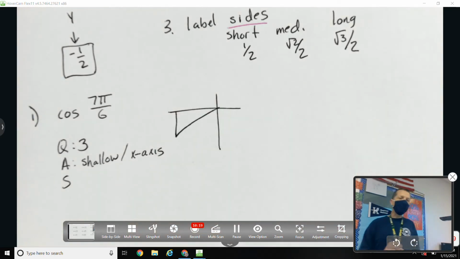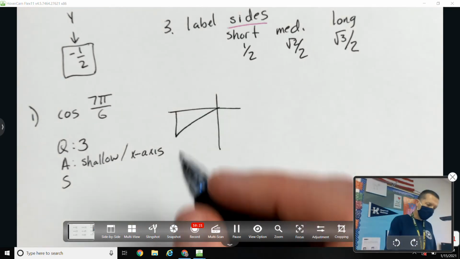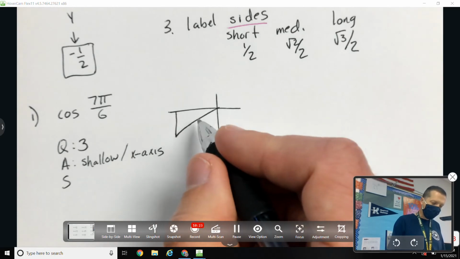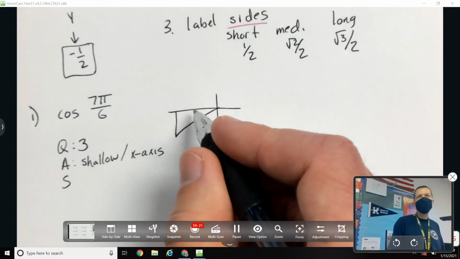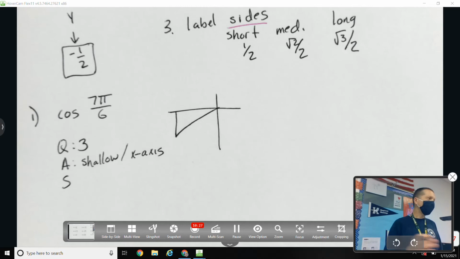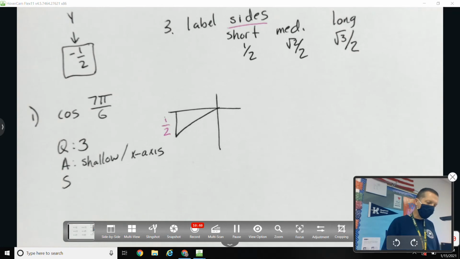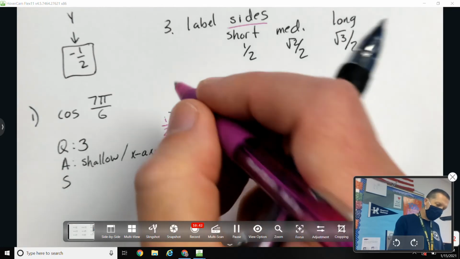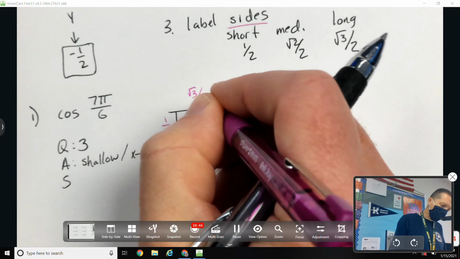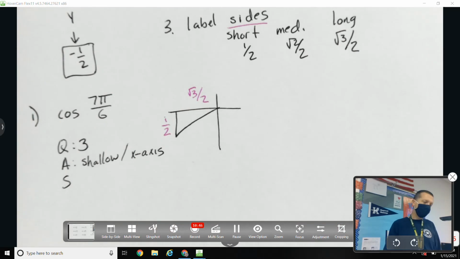Then I need to label the sides. Well, this is not the 45, 45, 90, so I got a short side and a long side. Every short side in the whole triangle, or the whole unit circle, is how long? All of the short sides are how long? 1/2. And all of the long sides are root 3 over 2. Let's be careful about negative. Who's negative in this one? Both of them.